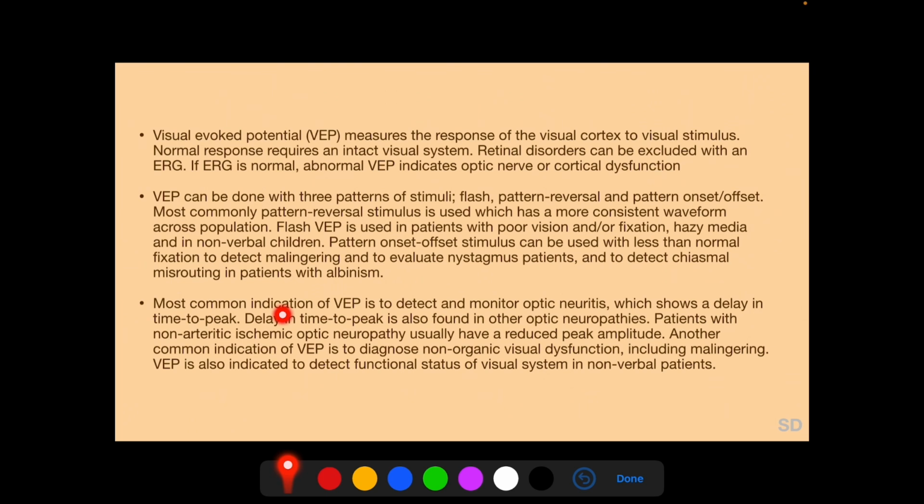Most common indication of VEP is to detect and monitor optic neuritis, which shows a delay in time to peak. Delay in time to peak is also found in other optic neuropathies. Patients with non-arteritic ischemic optic neuropathy usually have a reduced peak amplitude. Another common indication of VEP is to diagnose non-organic visual dysfunction, including malingering, and VEP is also indicated to detect functional status of the visual system in a non-verbal patient.